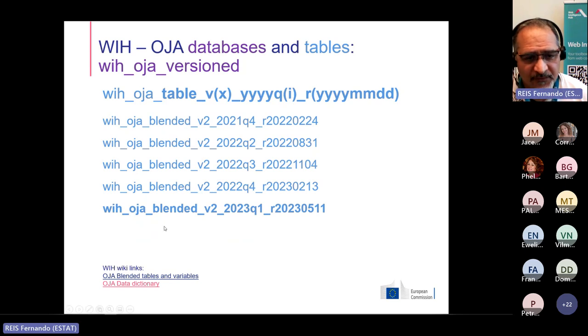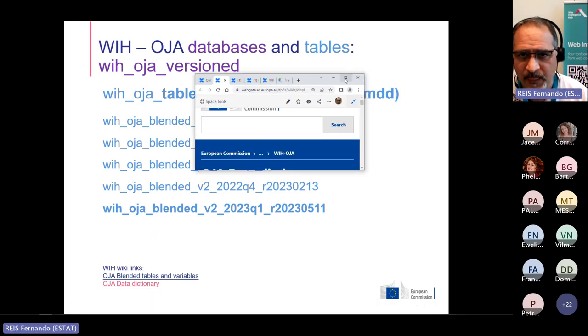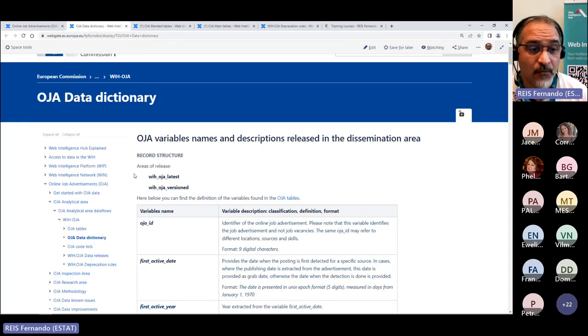I would like to make a reference to two links and to the wiki. You have a data dictionary, and you can check the variables that are available in each one of these tables in the wiki. When you get the slides, you will have these links. I will move to a page that I have already open.